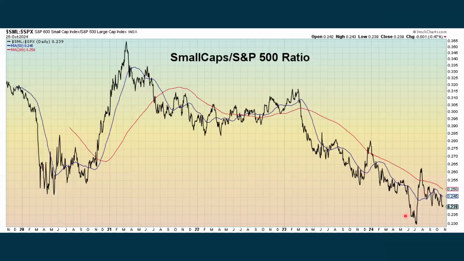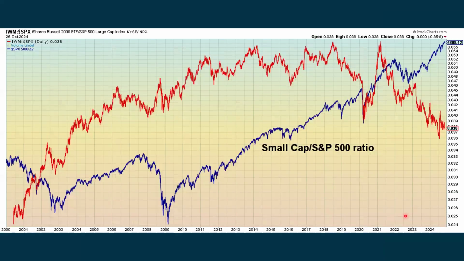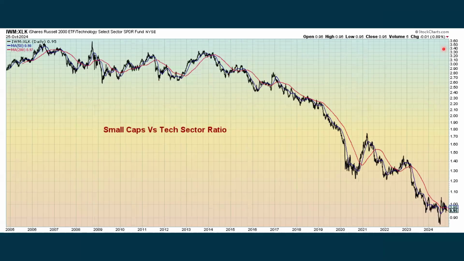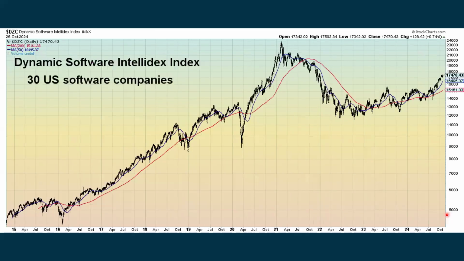Small caps continue to underperform the S&P. We also look at this red line, which is a small cap to S&P ratio. That's continuing to go down as the blue line, which is the S&P, continues to go up for the most part. And we look at another ratio between the small caps and the tech sector. When this is going down, that means tech is outperforming. Small caps are underperforming. We're chopping around a little bit right now. We'll have to see, are we going to break to the upside with this ratio or break to the downside with this ratio? Things are a little bit muddy right now.